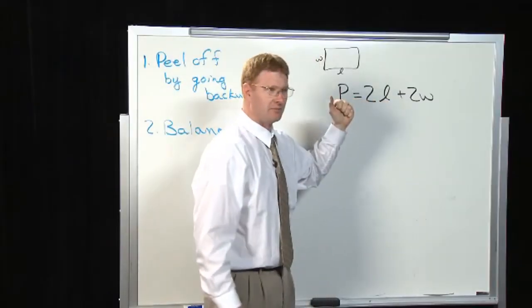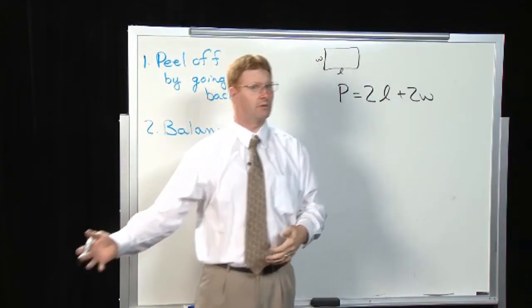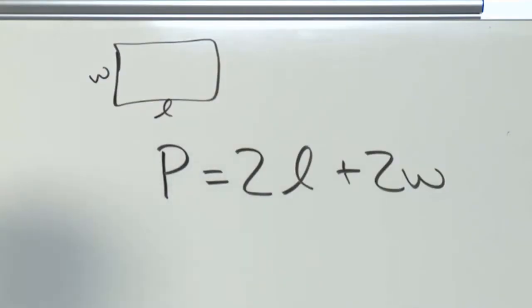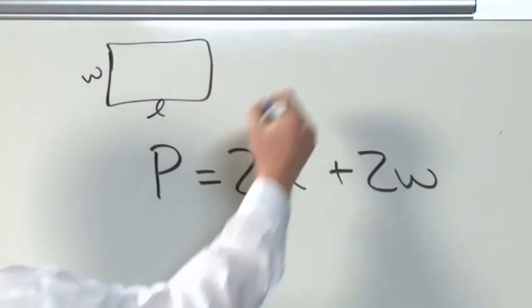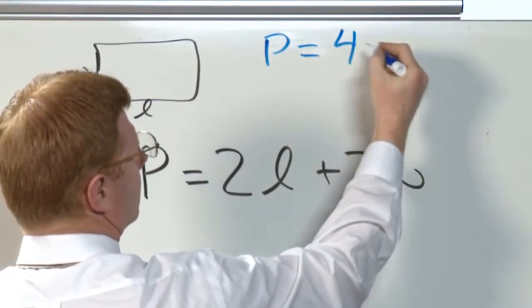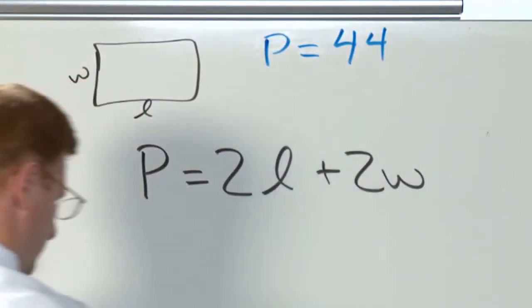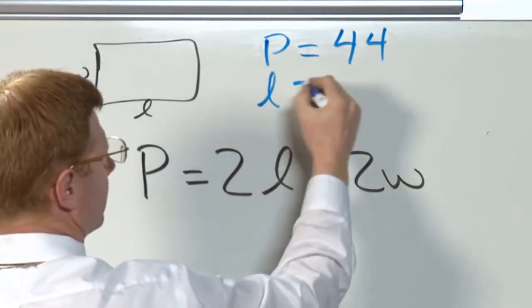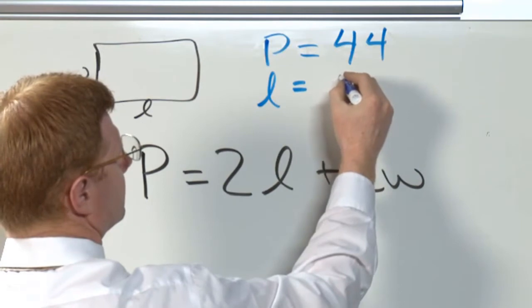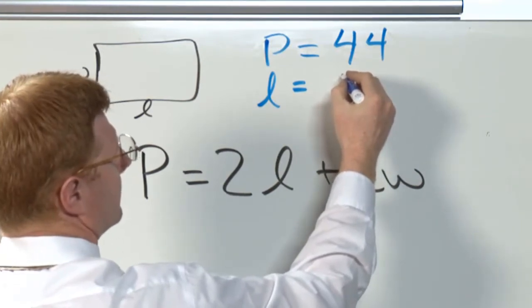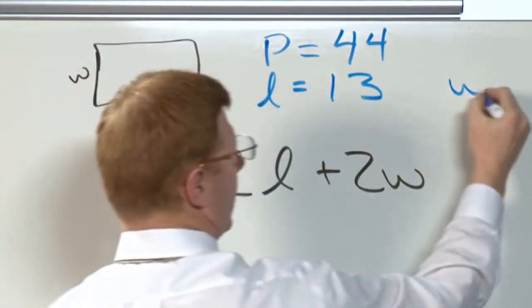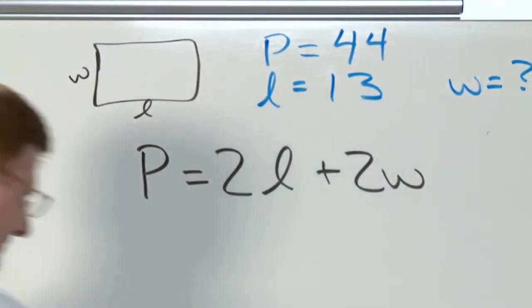Now we're going to change that a little bit and say, okay, what if I give you the perimeter and the width, and you have to go backwards and find what the length is. Here's how we do it. Let's say the perimeter is 44 inches, and the length is 9. No, the length is 13. And we want to know what the width is.